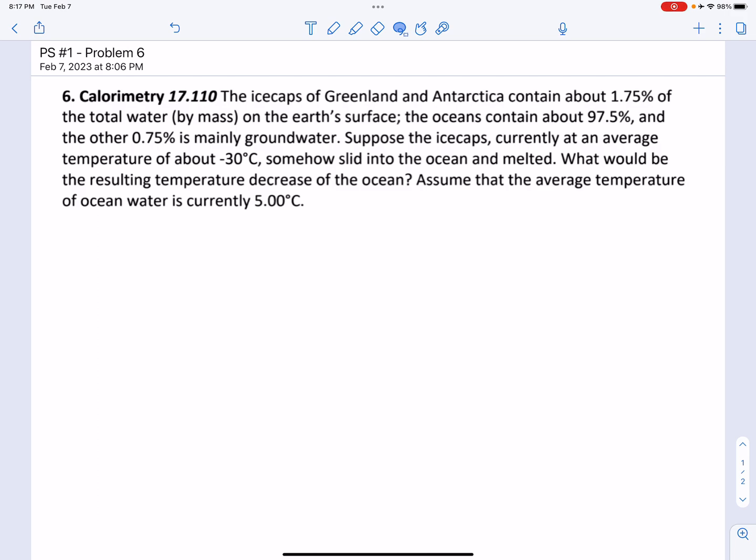Suppose the ice caps, currently at an average temperature of about negative 30 degrees Celsius, somehow slid into the ocean and melted. What would be the resulting temperature decrease of the ocean? Assume that the average temperature of ocean water is currently 5 degrees Celsius.